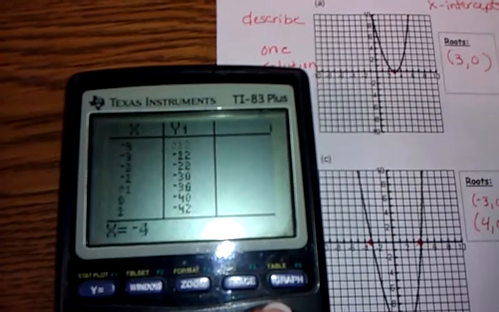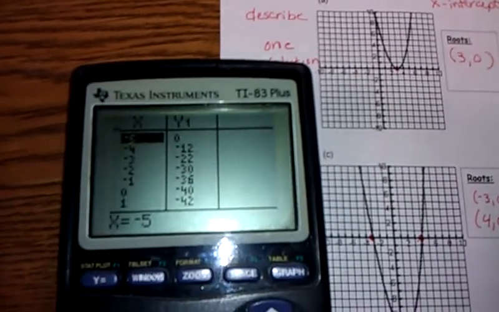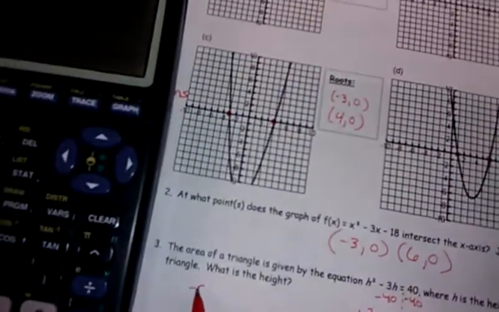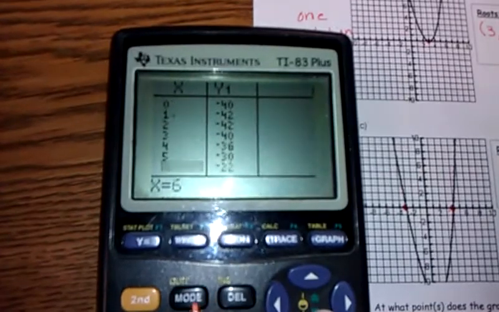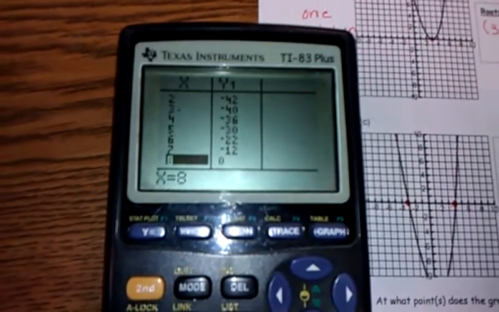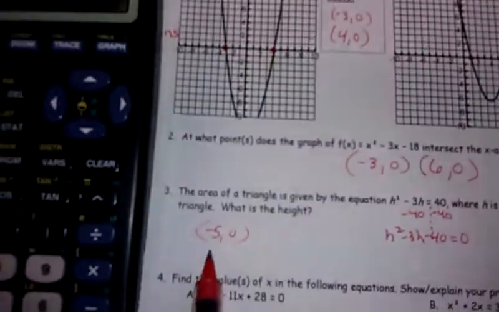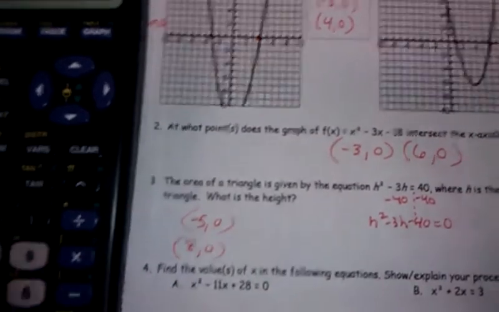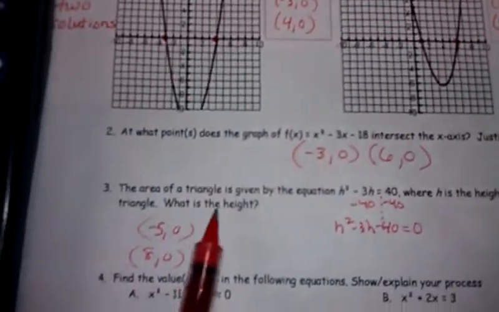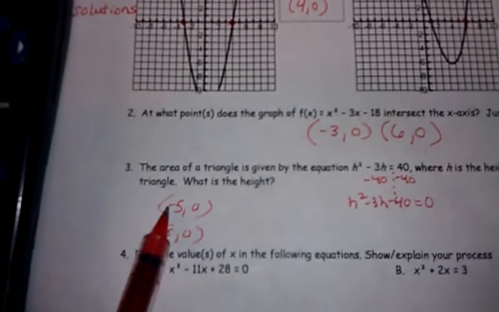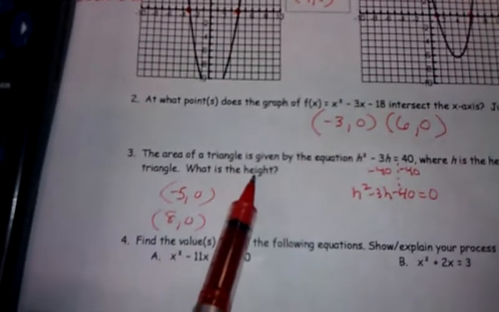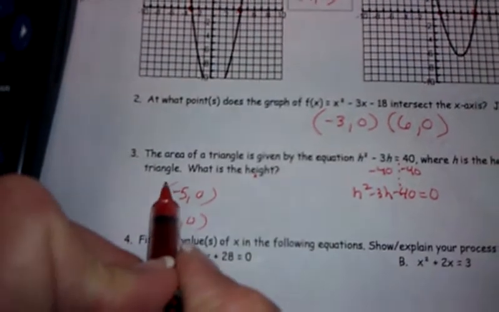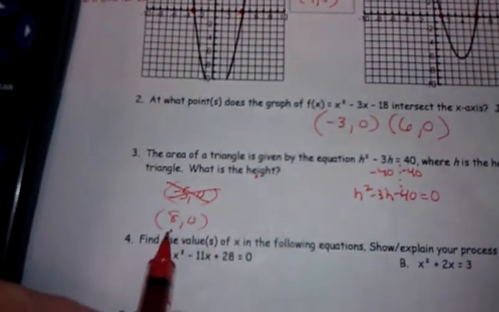Let's go back here to negative 5. Sure enough, there's one of them: (-5, 0). Now let's look for the other one. Right there it says (8, 0). Well, okay, let's talk about this. These are my two solutions, but it wants to know the height. Is it negative 5 or is it 8? Well, can you be negative 5 feet tall? No, that doesn't make any sense. The only one you will use is the positive one.